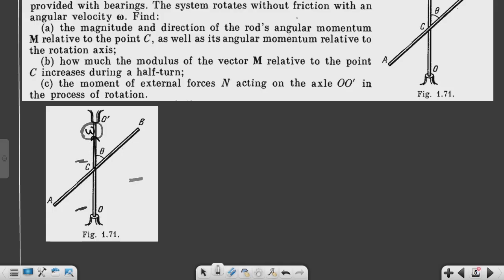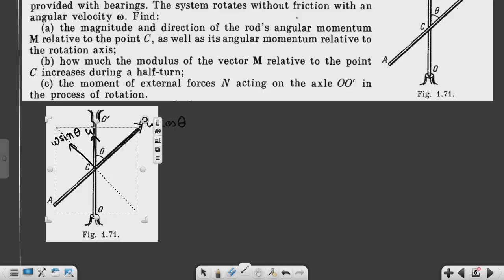Now let me take the components of this angular velocity omega, perpendicular to the rod and along the rod. So the angular velocity of the rod along this axis would be nothing but omega cos theta, and perpendicular to the axis is nothing but omega sin theta. Let me also draw the axes. This is my perpendicular axis, and this is the axis that is along the rod.